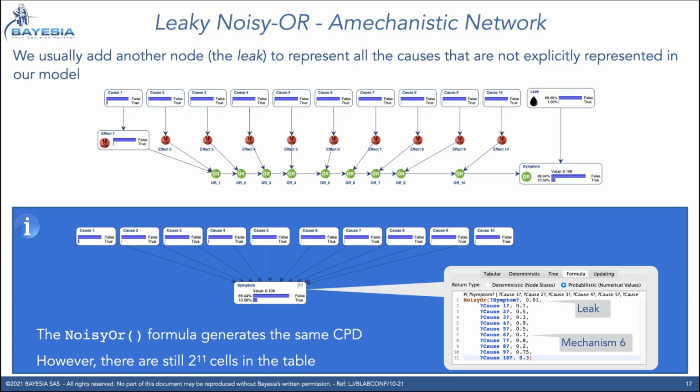So there is an equation in the formula editor, so you can use a noisy OR here and define the probability associated with the leak, and then the probabilities associated with all these causes. So this is going to be exactly the same thing as this one, except that, again, we are going to use this formula for populating a table of 2,048 cells, right?